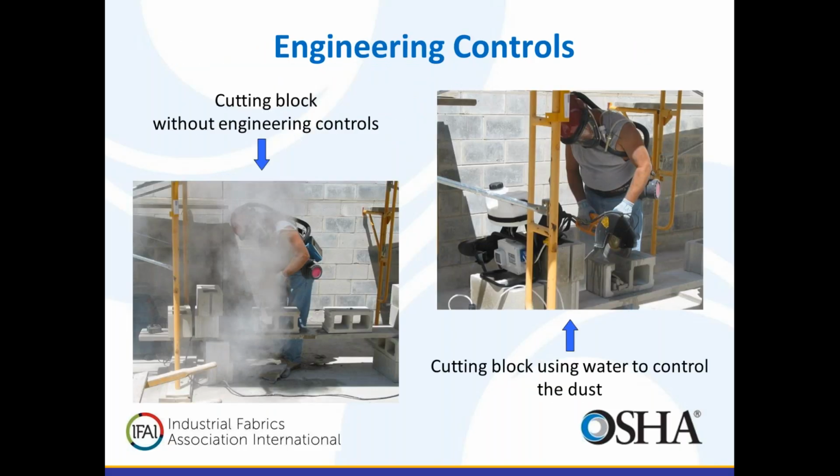Okay, here are some examples of engineering controls that are available. Take a look at the left side. There's somebody cutting block with a chop saw without any engineering controls. Notice the dust that this employee is exposed to. I can guarantee you, if you see a cloud of dust like that, that's really bad. The exposure to silica in a cloud of dust like that, generally in a couple of minutes, you're over the permissible exposure level. So when OSHA enforcement is driving by and they see something like that, I can guarantee you they're going to stop.